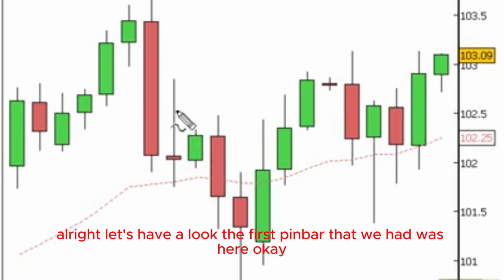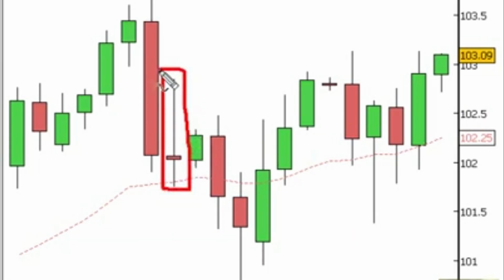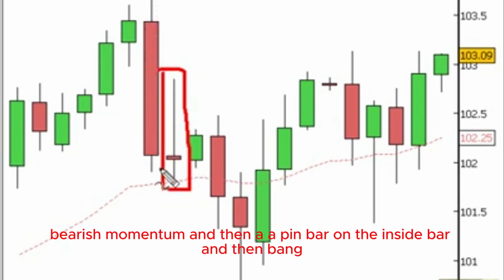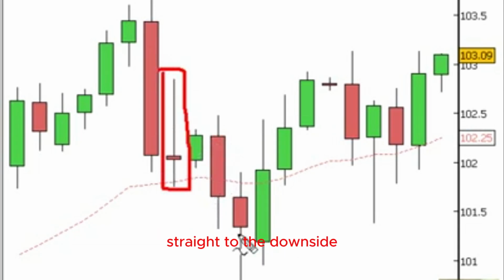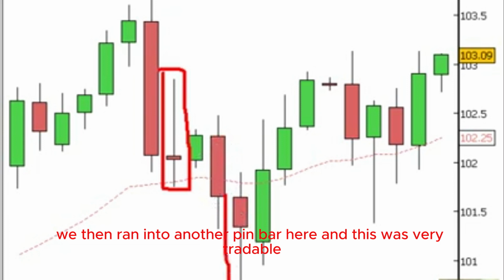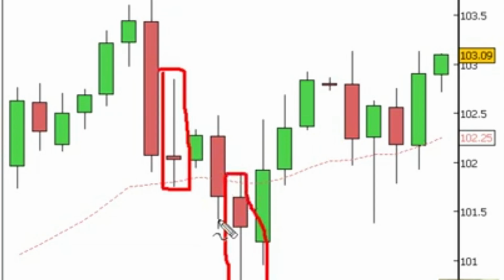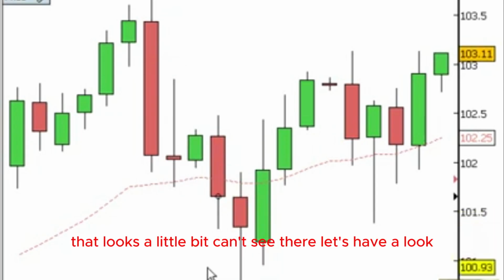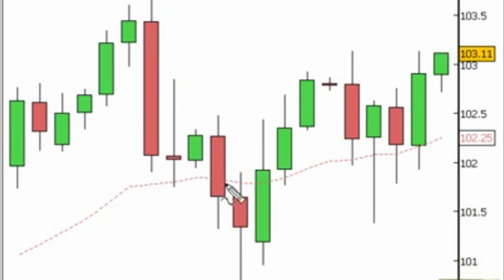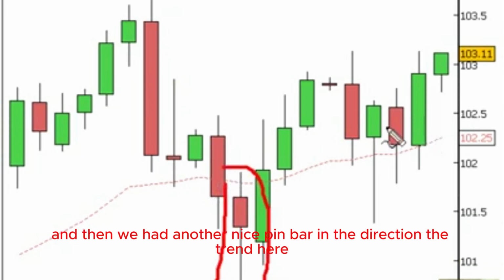The first pin bar that we had was here. Okay. And that could be traded on the short side. We had existing bearish momentum, and then a pin bar, and then an inside bar, and then bang, straight to the downside. We then ran into another pin bar here, and this was very tradable. Okay. Let's have a look. Bar here. And then we had another nice pin bar in the direction of the trend here.